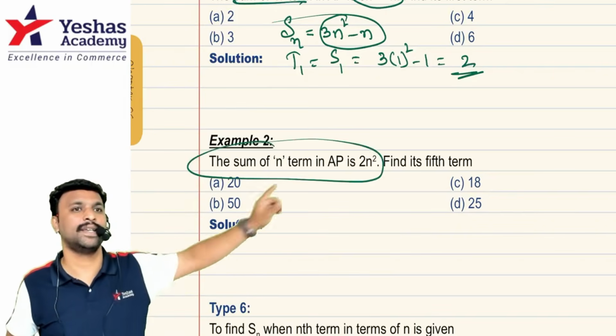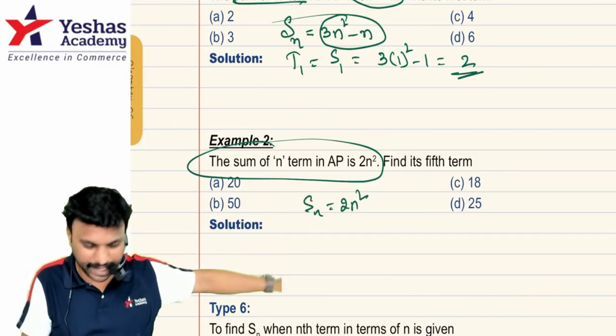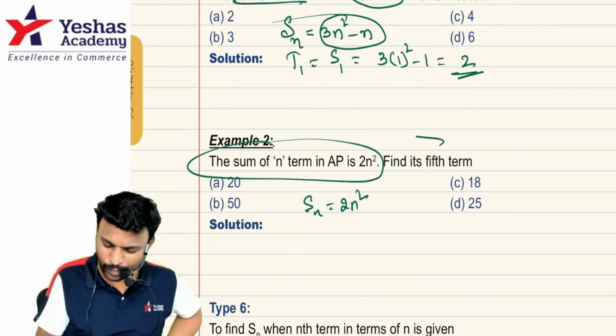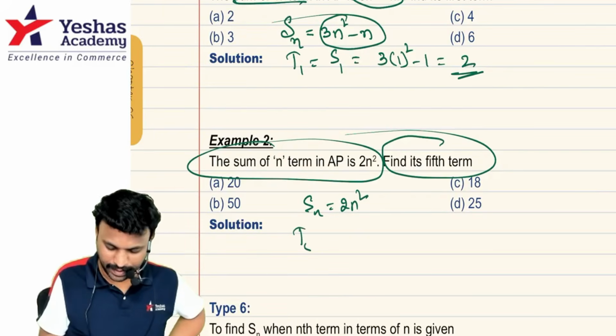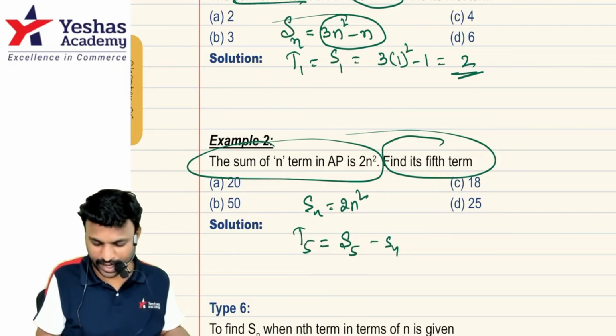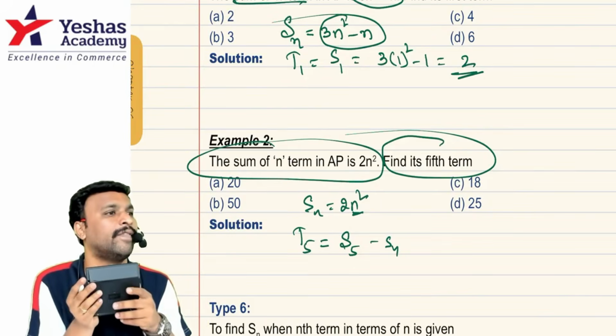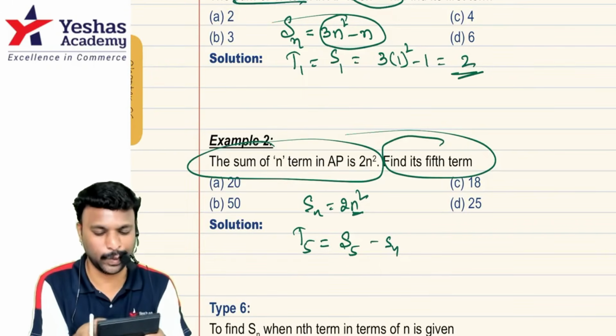What is it, guys? Sn. What is it? 2n square. Tell me, what is asked? How do I find the fifth term? T5 is S5 minus S4. Tell me, for S5, what should I put n equal to? 5. 5 square is 25, into 2.